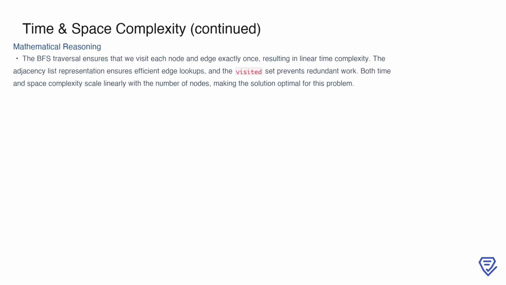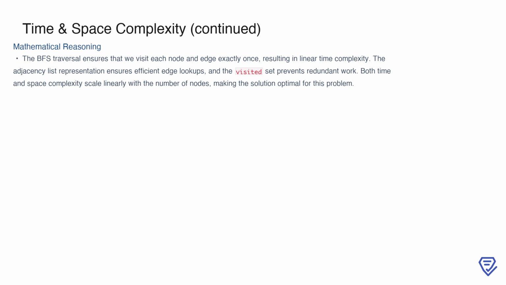The mathematical reasoning behind this solution lies in its efficiency. BFS ensures that each node and edge is visited exactly once, guaranteeing linear time complexity. The adjacency list allows for efficient edge lookups, while the visited set prevents redundant processing.